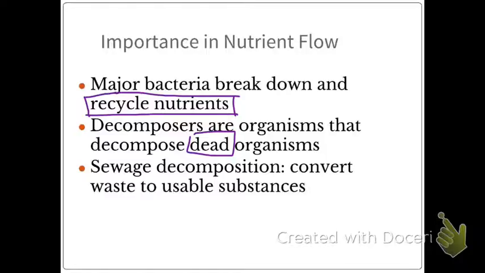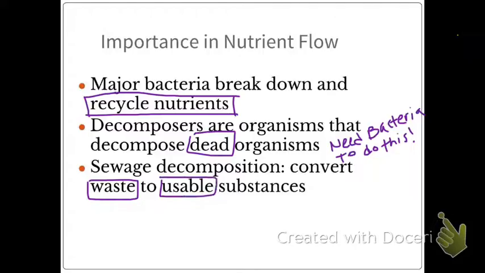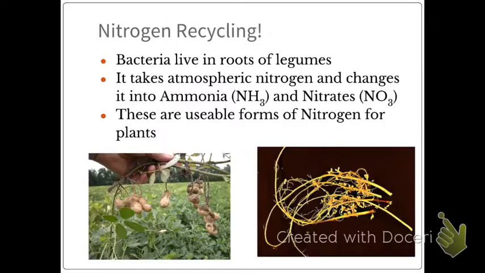So if you think about in the forest, when leaves fall and when a tree falls and when organisms die, bacteria help decompose that and kind of recycle those nutrients. If we didn't have that, those organisms would never go away. So we need those bacteria to be able to do that. Sewage decomposition, there's bacteria that convert waste into usable substances, so that's also really important as well. So they're important in nutrient flow.